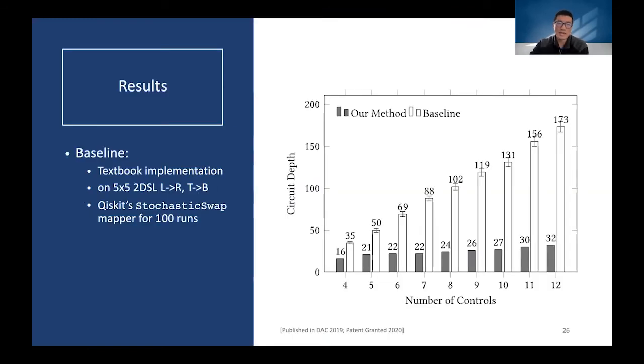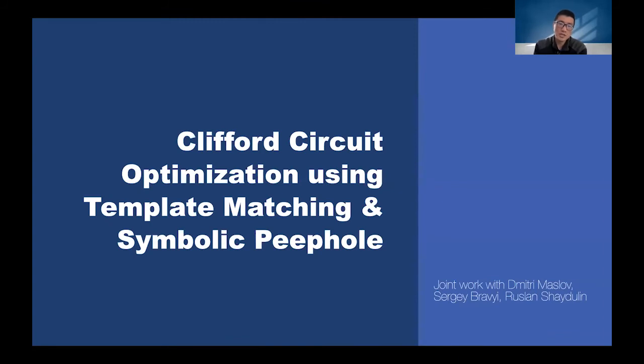So that was an example that I wanted to talk about of taking advantage of the hardware characteristics in terms of designing a quantum circuit optimization strategy. Next, I would like to touch on the other aspect that I mentioned, which looks at the mathematical properties and characteristics of the particular quantum gate set that we're working with, and explores what optimization strategies can be used to perform quantum circuit optimization. This was joint work done with Dmitry Maslov, Sergey Bravyi, and Ruslan Shaydulin.